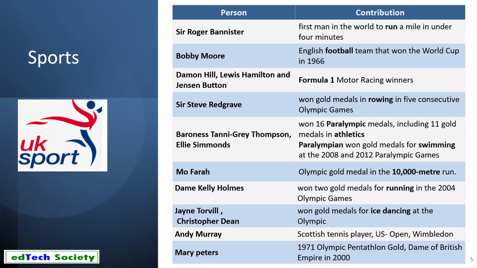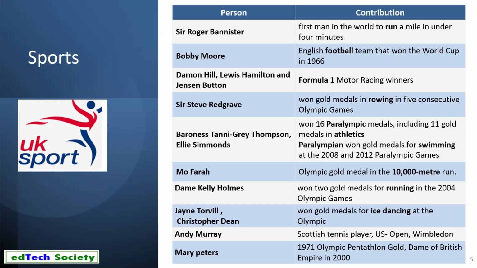And before that, Baroness Tanni Grey-Thompson and Ellie Simmonds, they won Paralympic medals. Baroness Tanni Grey-Thompson won 16 Paralympic medals, including 11 gold medals in athletics. And Ellie Simmonds won a gold medal for swimming at the 2008 and 2012 Paralympic Games consecutively. You might get a question on these Paralympic medals. These two persons are very important, Grey-Thompson and Ellie Simmonds.